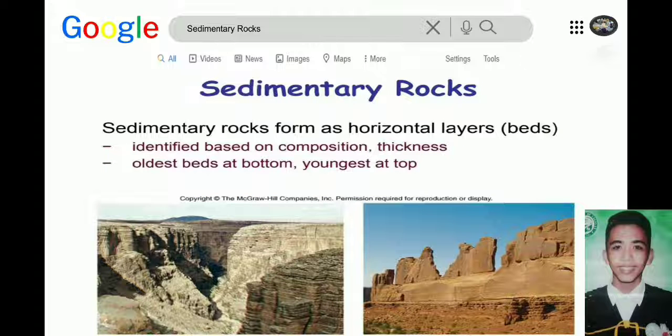Next, sedimentary rocks form as horizontal layers or beds, identified based on composition and thickness. The oldest beds are at the bottom and the youngest are at the top.